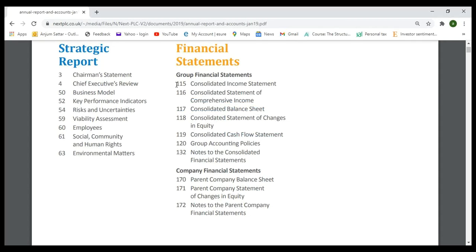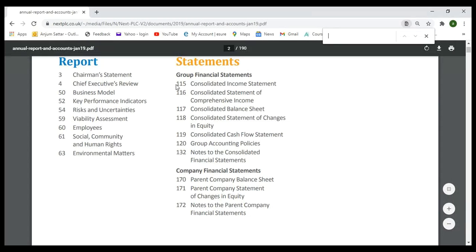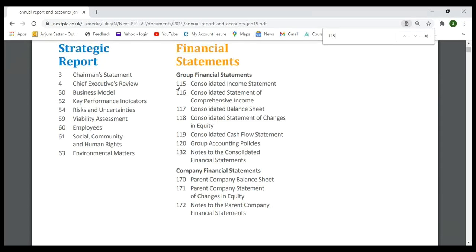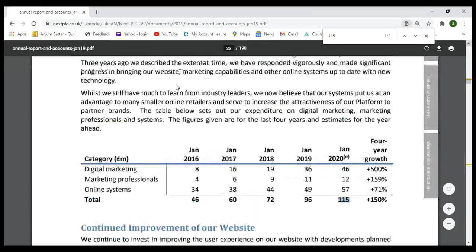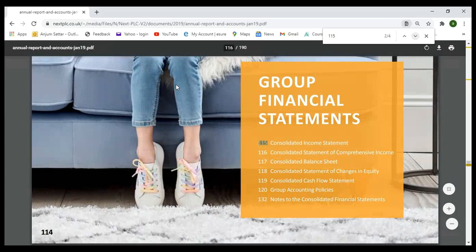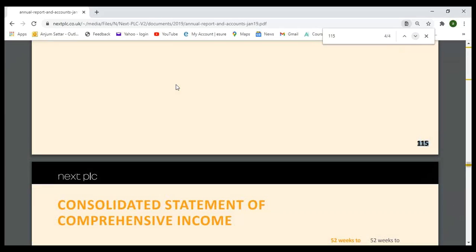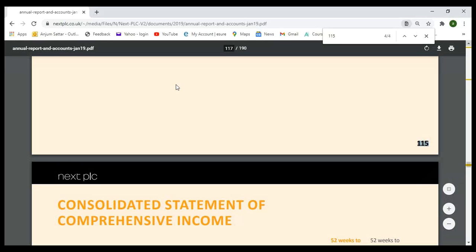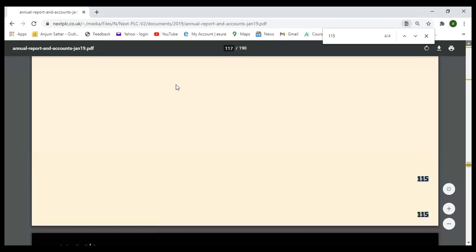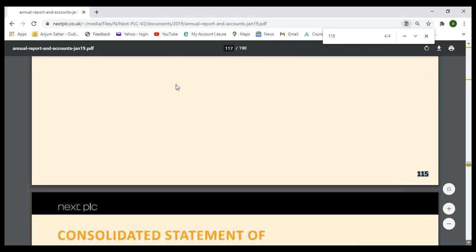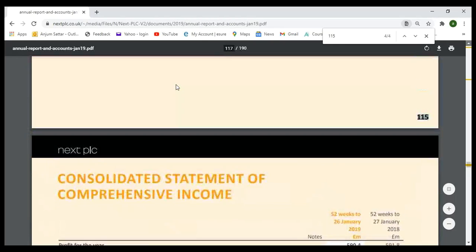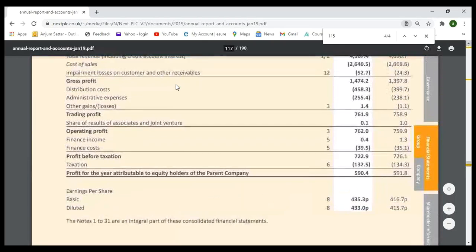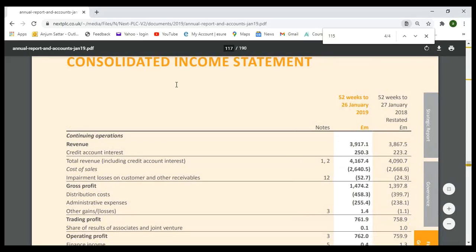And we have, on page number 115, yes, I'm here on page 115. So you will see here the statement of comprehensive income. We can look around 2 years. This one is better to look, 52 weeks in a year.